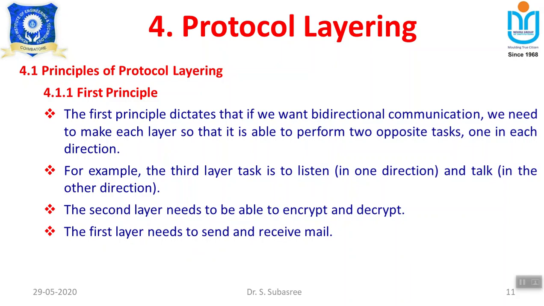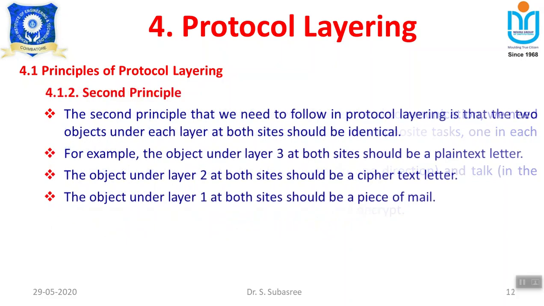So this is the first principle, right? It is a bidirectional communication and it has to perform two opposite tasks. Each layer has to perform two opposite tasks. Then the second principle is we need to follow in protocol layering that the two objects under each layer at both sides should be identical. See, what is the meaning of each layer both sides should be identical?